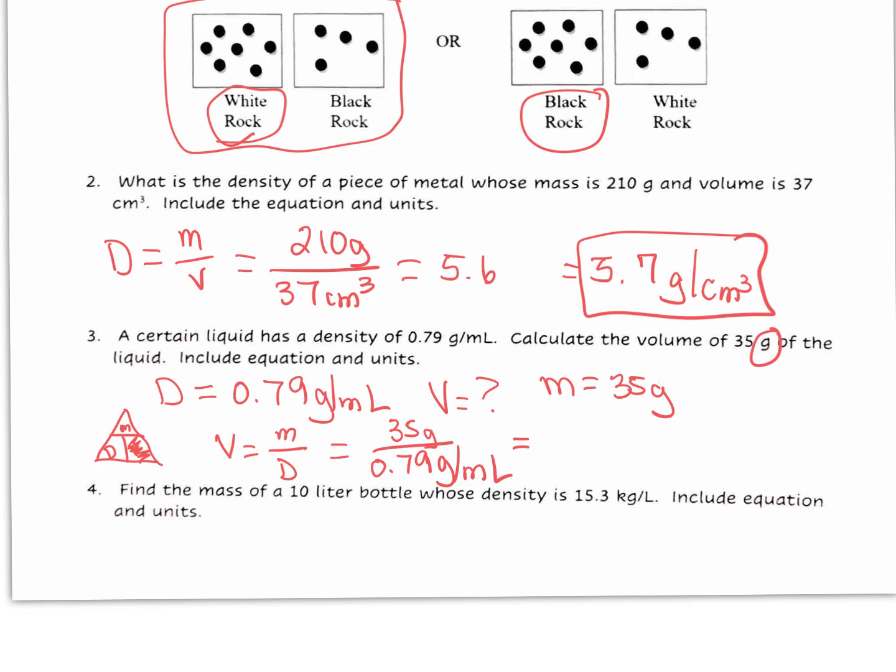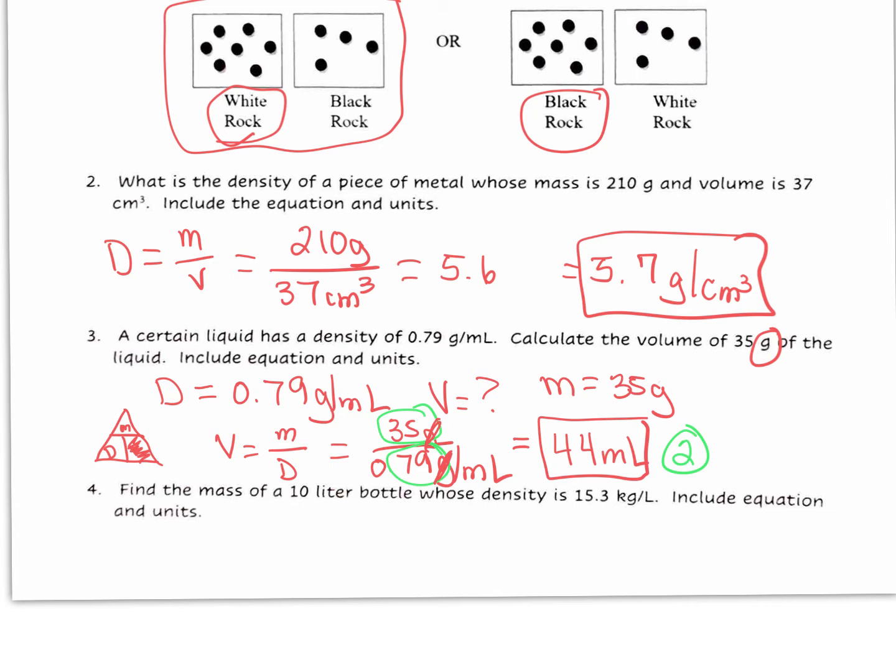And at this point, I want to look at how many significant figures I can keep. There's 2 significant figures in my top number. There's 2 here and 2 there. So my answer can have 2. All right, so 35 divided by 0.79 and I get 44.30 and so forth. I can only keep 2, so I'm just going to say 44, grams cancels out, and the unit is milliliters, which makes sense because it's volume.